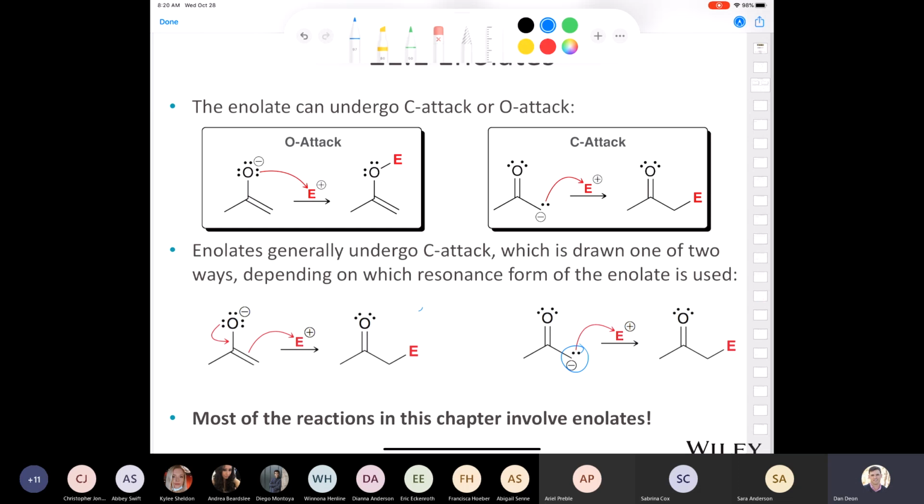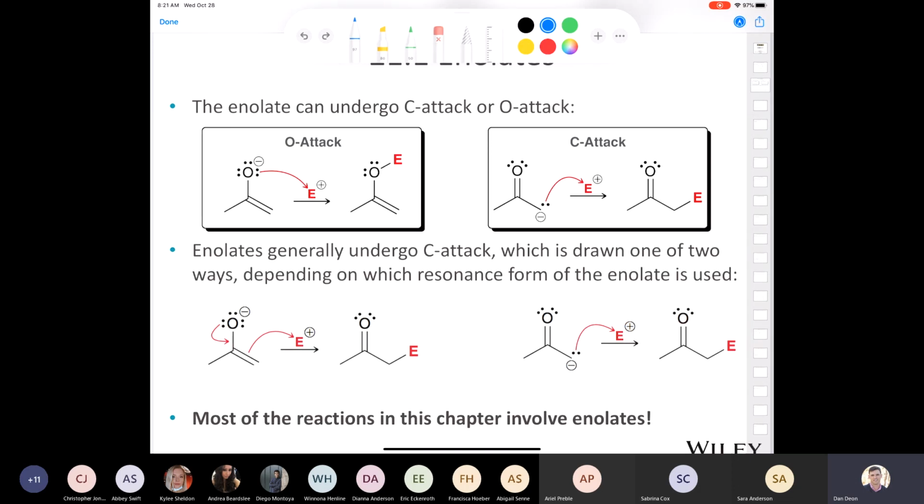That's no problem. The reason why I draw this one, and you probably have this figured out already, is if you think about the two resonance contributors, this versus this, which one of them is going to be the major contributor? Well, it's going to be the one where the negative charge is on the oxygen. So since that is the predominant resonance contributor, that's how I like to draw it. Can we draw the mechanism like this? Absolutely. In fact, the book does it many, many times. So either one is completely acceptable.